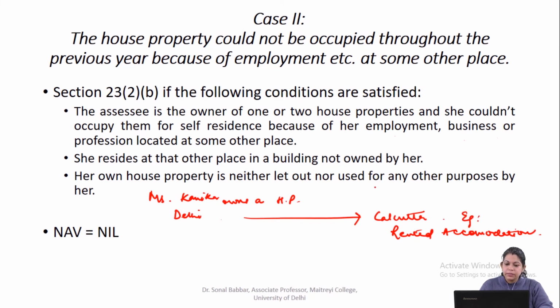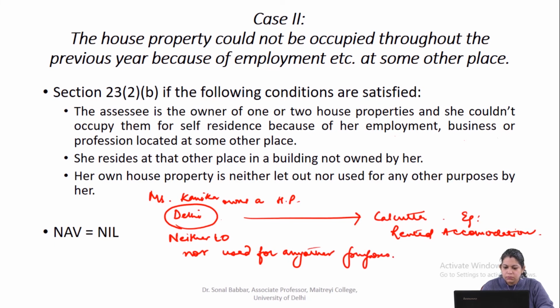Her own house property is neither let out nor used for any other purposes by her. So the property which is left vacant at Delhi, which could not be occupied for self-residential purposes, there the property is neither let out nor used for any other purpose. In such a situation, the benefit of NAV equal to nil will be given to the assessee. So NAV will go nil in that case.